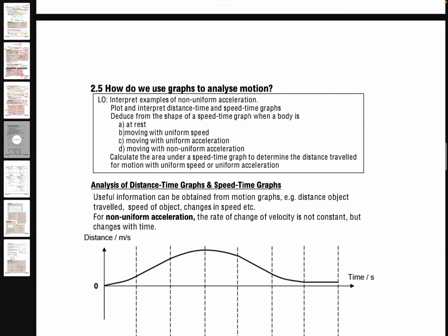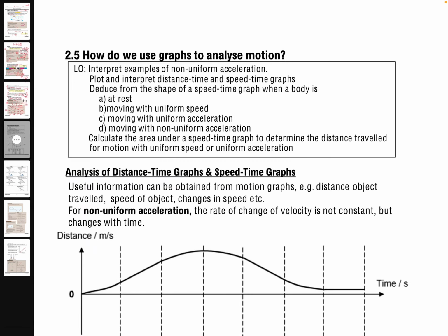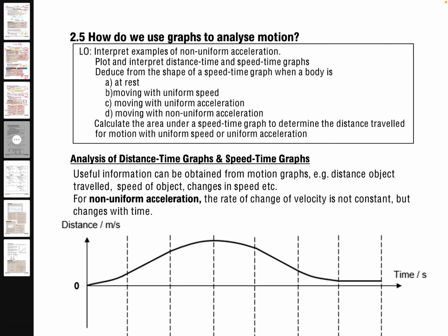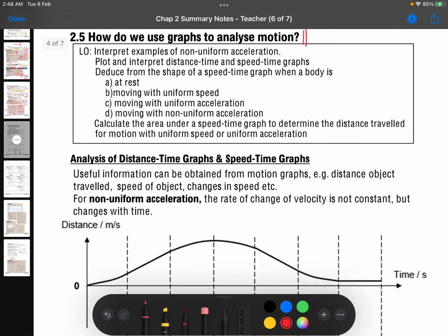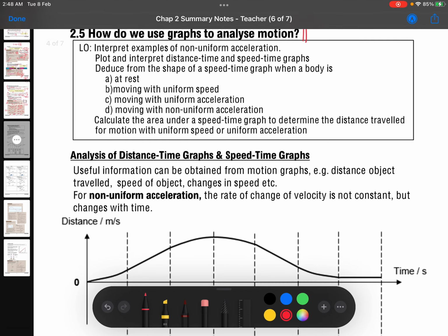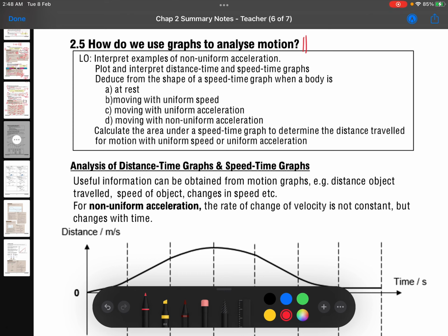Okay, guys. Now, we will start on section 2.5 on how we use graphs to analyze motion. Here are some of the learning outcomes. You have to interpret examples of non-uniform acceleration. That means the acceleration can go up and down, but of course you don't need to calculate, you just have to look at it graphically.